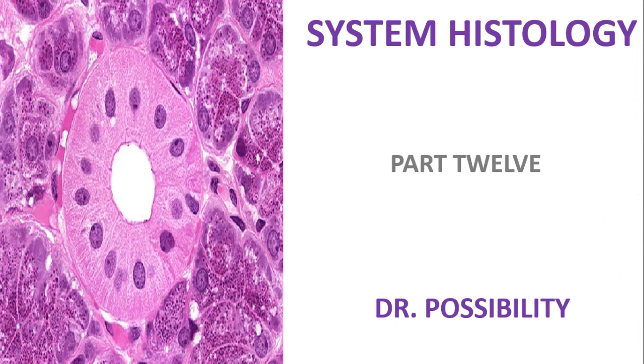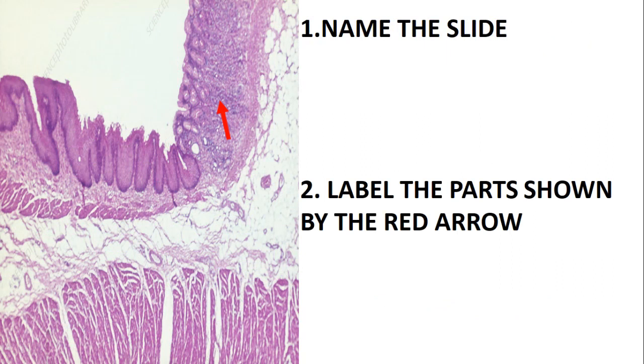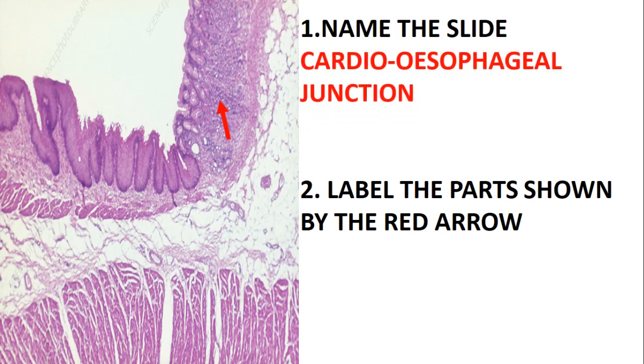In this tutorial, I'm just going to do my part 12 of system histology. Let's quickly look at some few slides. The first slide, we have been asked to name the slide. If you look at this slide, this is just the Gastroduodenal Junction, which is just the junction between the esophagus and the stomach. Then label the parts shown by the red arrow. Those are just gastric glands on the part of the stomach.